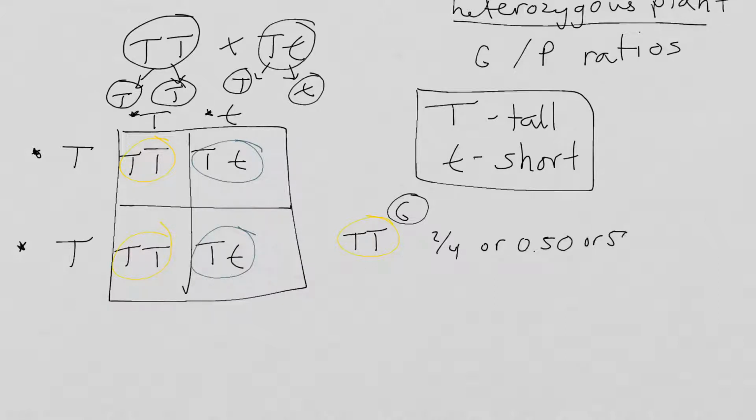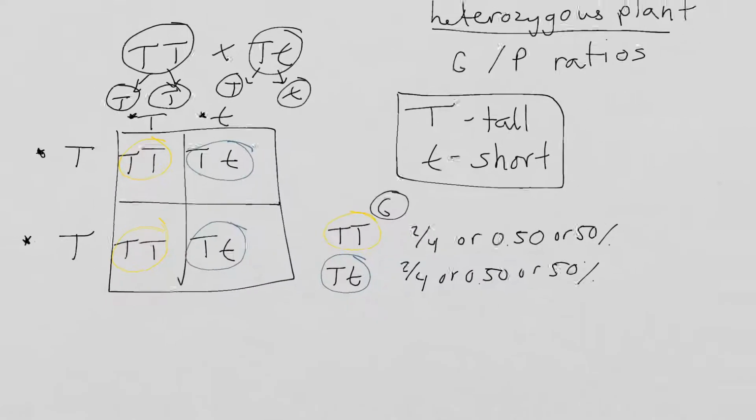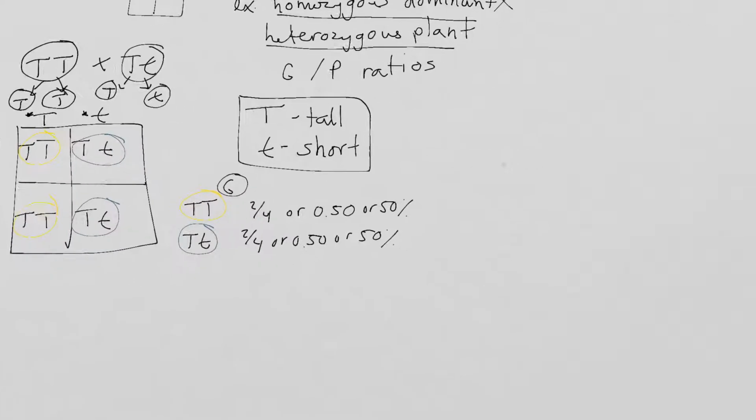Or literally writing it as a percent, either decimal or percent, okay? The other possibility that we can see is big T, little t. And those are the ones on the right that I've circled in blue. Probability of those occurring, 2 out of 4, or 0.5, or 50%. That's our genotype ratio. That's our probability. So being homozygous dominant or heterozygous.